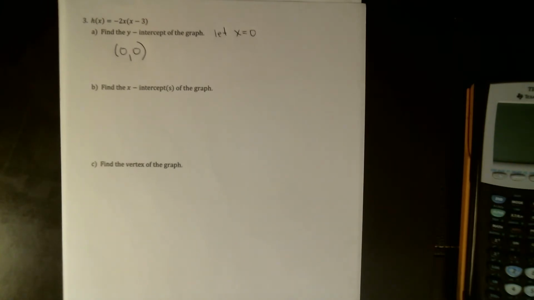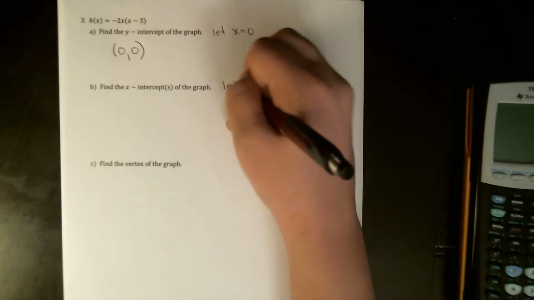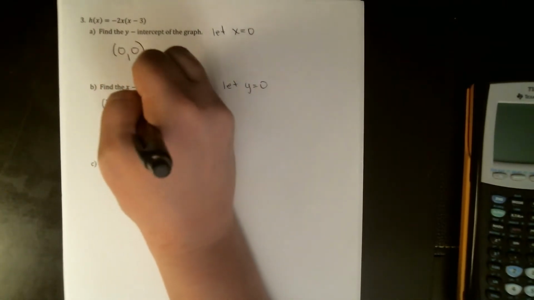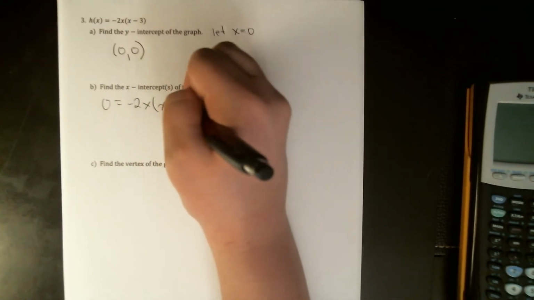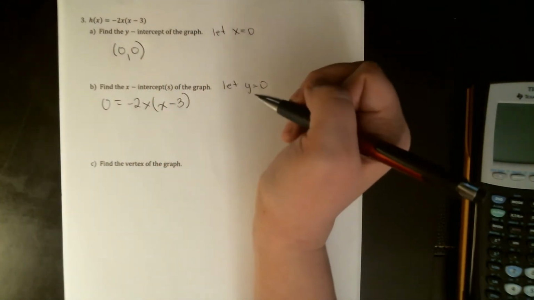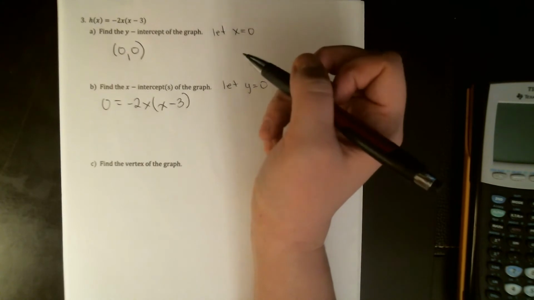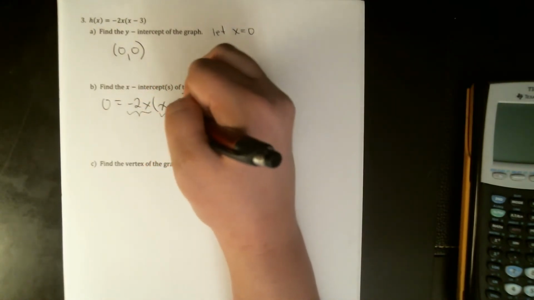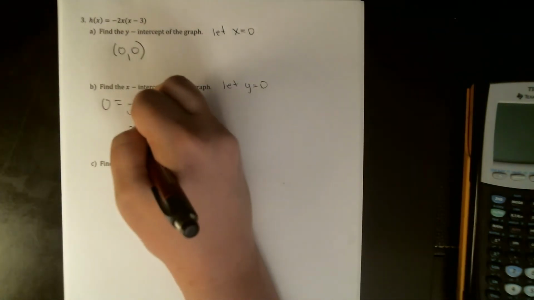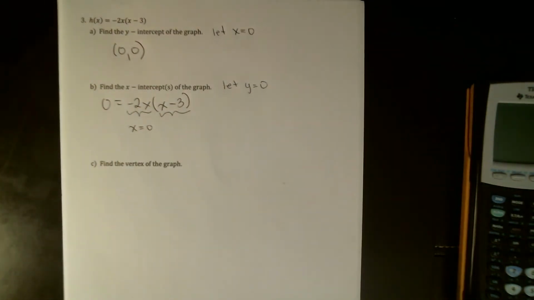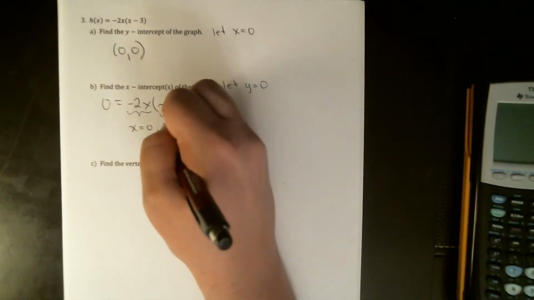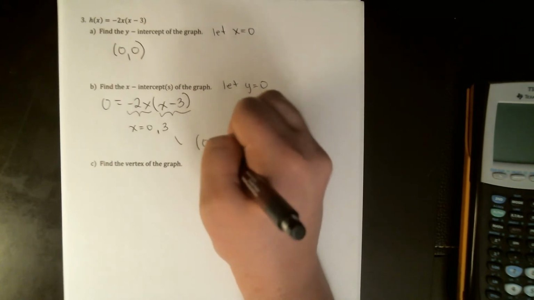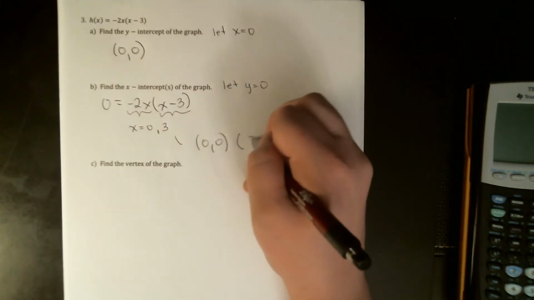X-intercepts of the graph, this is the part you should get for free pretty much. So in my head, I'm thinking, okay, I would let y equal 0, which gives me 0 equals negative 2x times x minus 3. Because this is already factored, I just look at my individual factors and say, okay, what makes negative 2x equal 0? Well, x has to equal 0 for that to be true. What makes x minus 3 equal 0? X has to be 3, which means my x-intercepts are 0, 0, which I found before, and 3, 0.